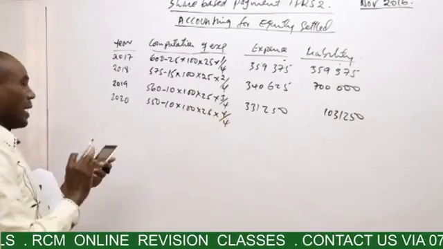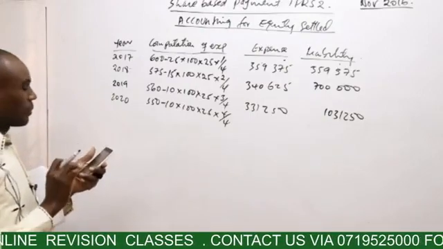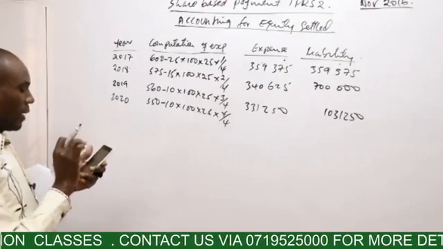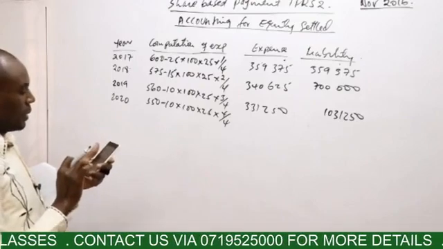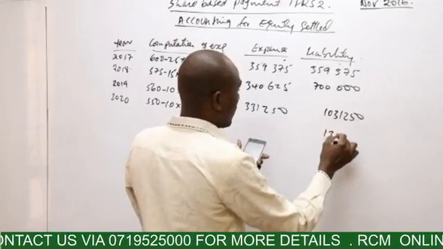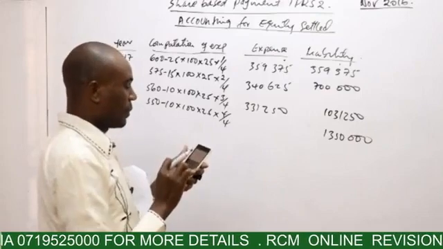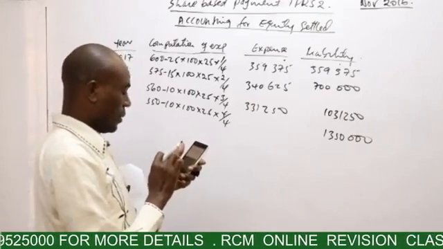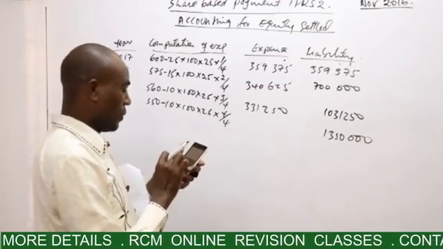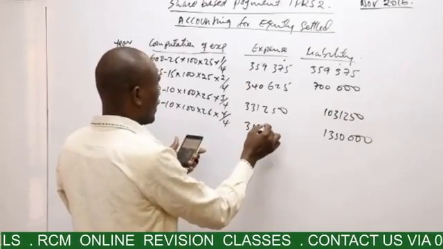Now we are in the last year for the cumulative liability. Therefore, you take 540 times 100 times 25. I'm getting 1,350,000. Then minus 1,031,250. It is 318,750.